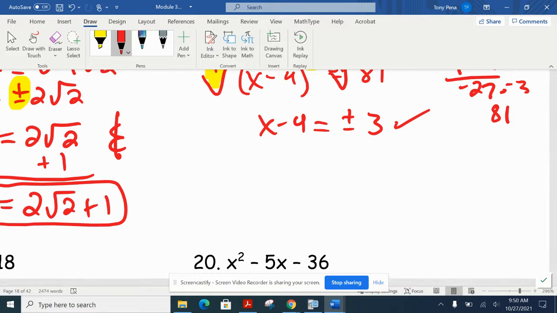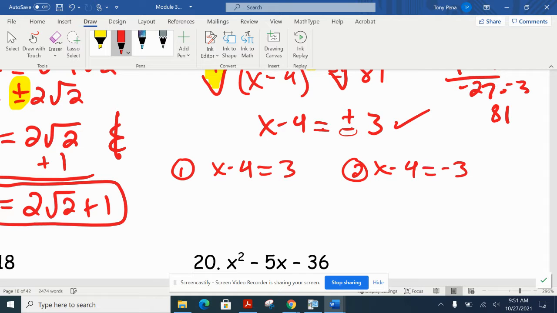Okay, let's see where we're at here. Our first equation, you're going to take the x minus 4, and this just means we have 2 different numbers. One's a positive 3, one's a negative 3. So we're going to set it equal to positive 3. And then our second equation, you take the x minus 4 and set it equal to negative 3. Those are our 2 equations. You then solve those real quick.